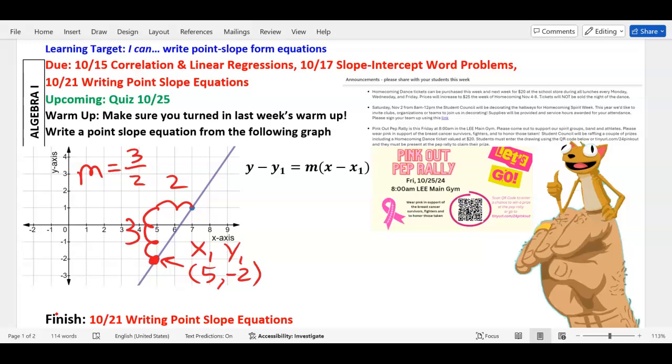So now I have my M, which goes here. I have my x1, which goes here. My y1, which goes here. X and y stay the same. So let's go ahead and write the final answer here.